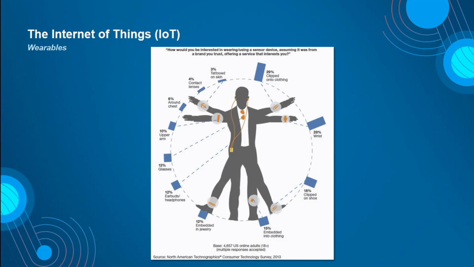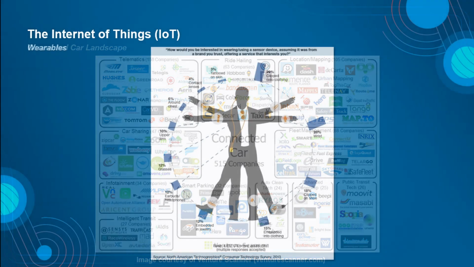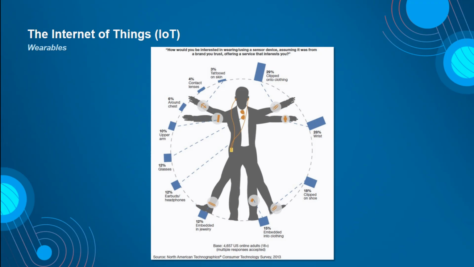On this chart, a survey came out asking where you would want to wear or have the sensor devices, on your clothing or on your body. 29% say clip it on the clothing, 28% say on the wrist, 15% say embedded into the garment, 12% say put on jewelry, 4% say on the contact lenses, and 3% say tattoos on my skin.